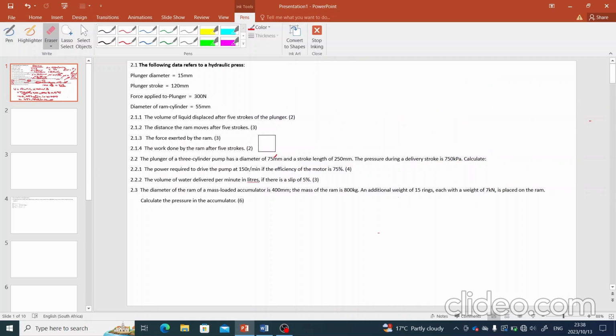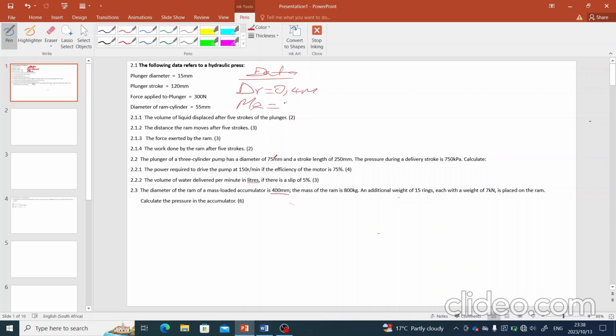Let's take out the data, the given information on question 2.3. Now, the diameter of the ram mass loaded accumulator, we are given the DR, it is 0.4 meters. It is given as 400 millimeters. In converting it to meters, it will be 0.4. Then we are given the MR. The MR is given as 800 kgs.